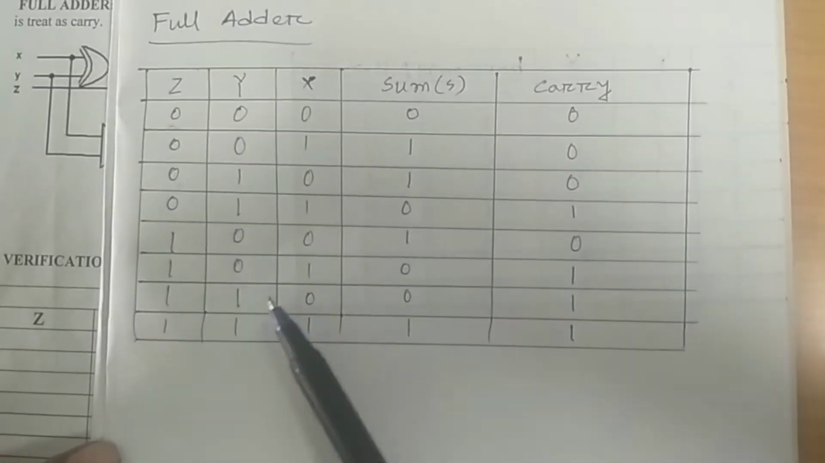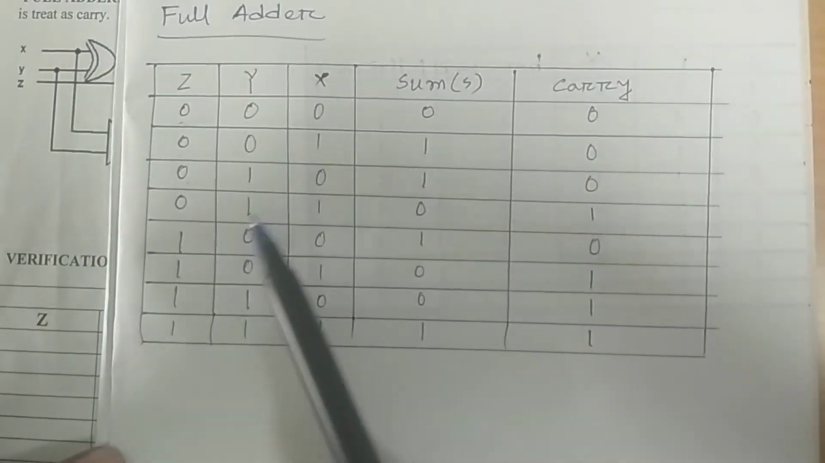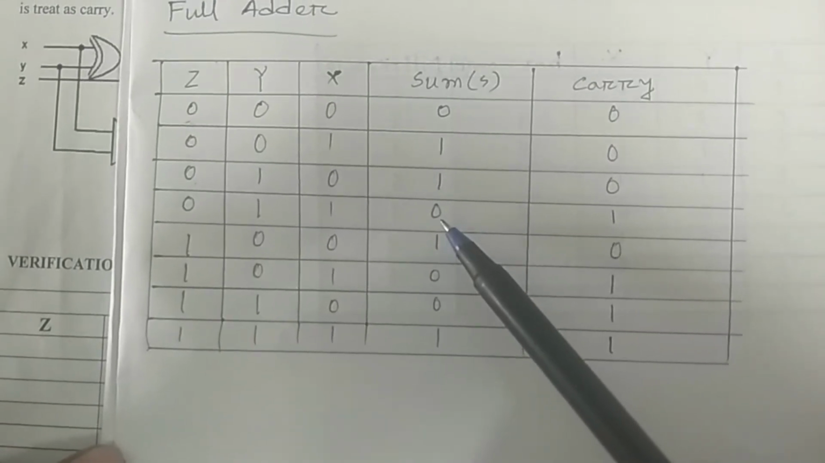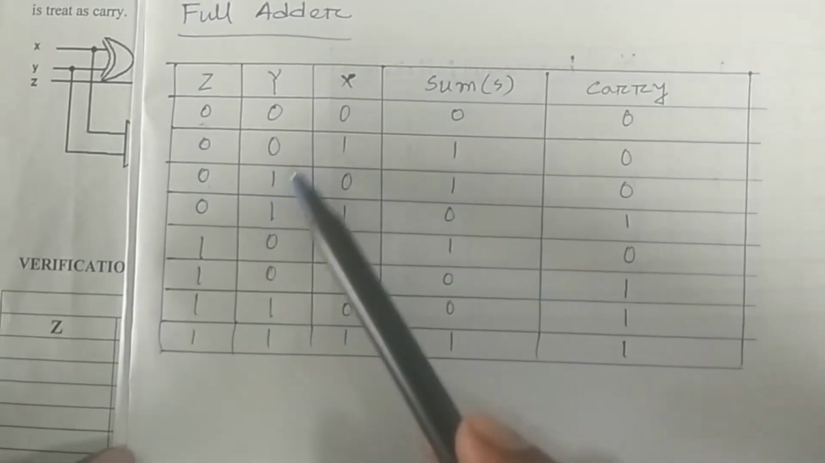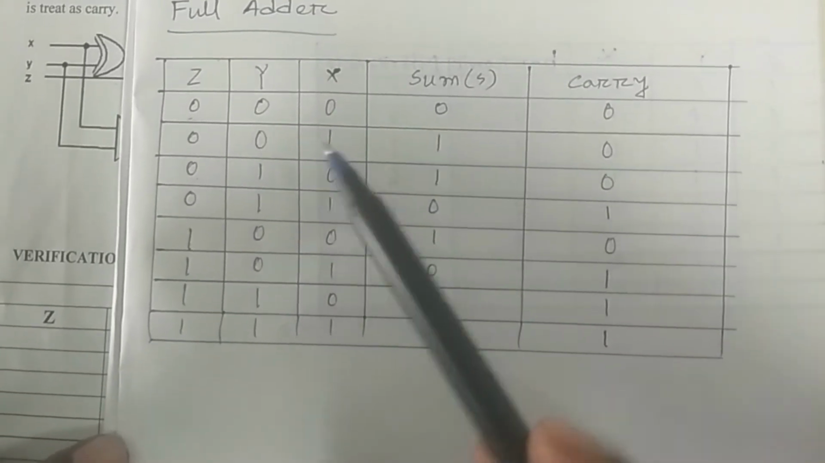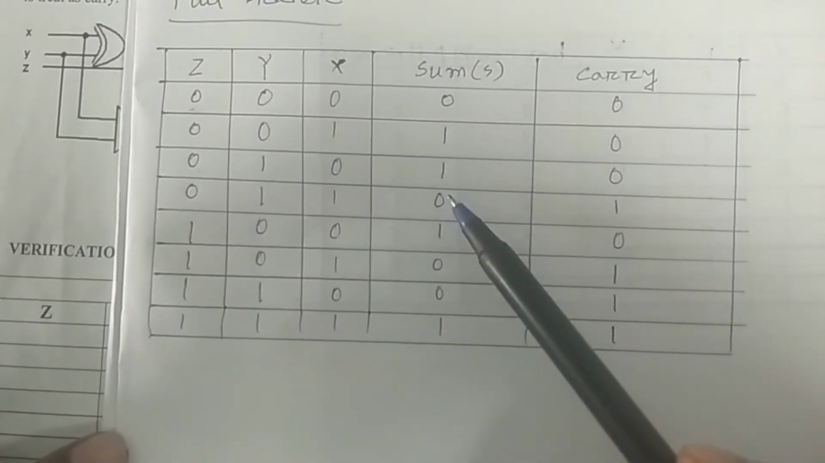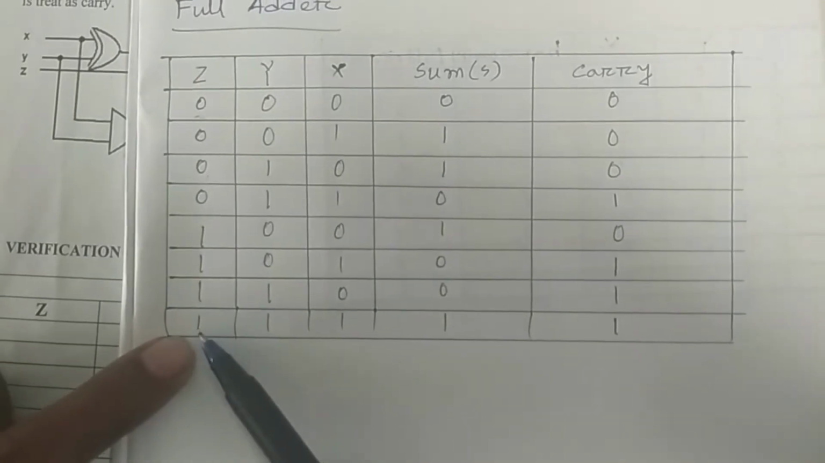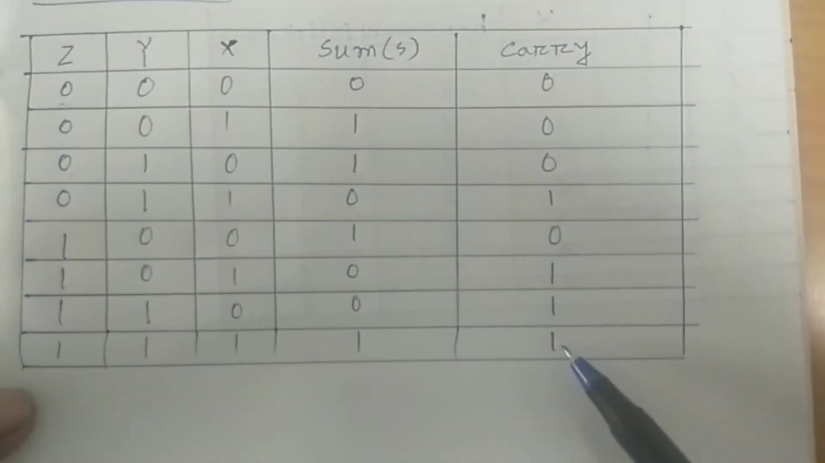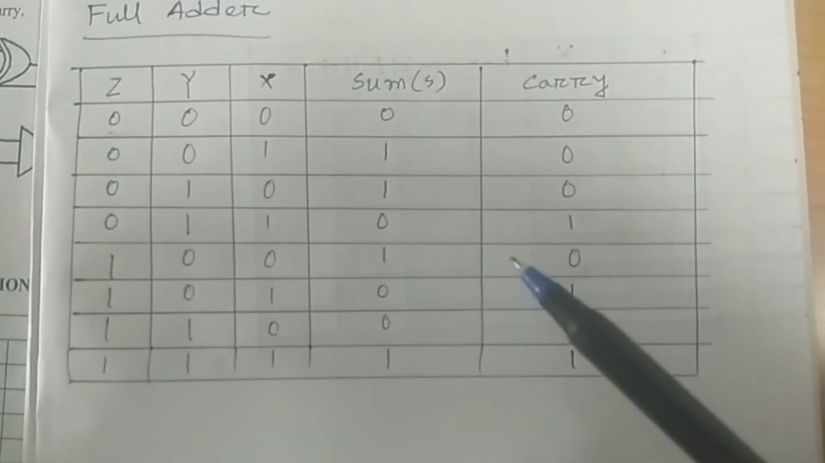You mind it, out of these 3 inputs, when 2 inputs are high, then sum is 0. When one of the inputs is high, then sum is 1. And when all the inputs are high, then also sum is 1 and carry is also 1. Okay. Now we are going to check.